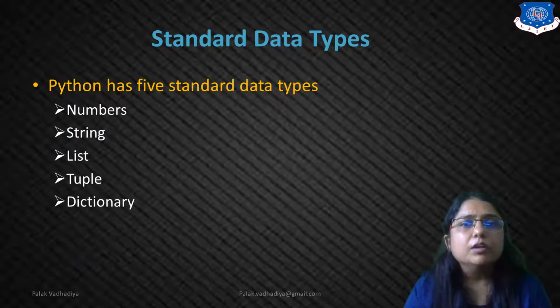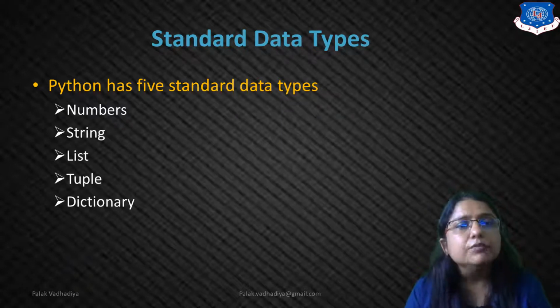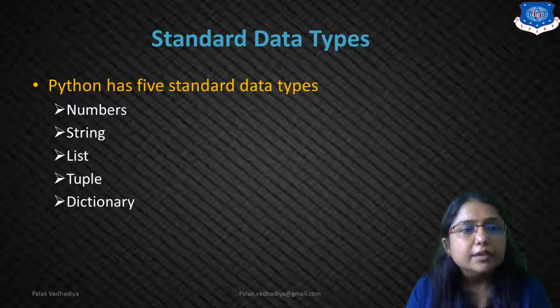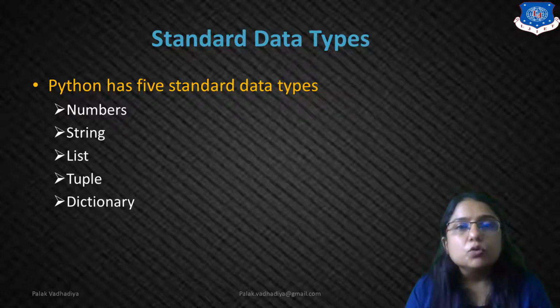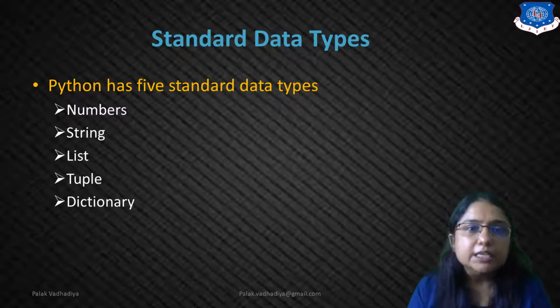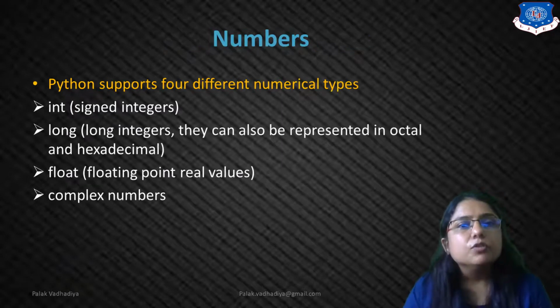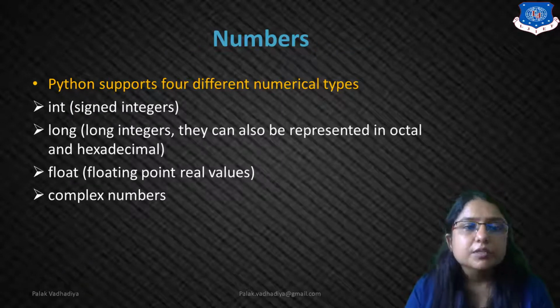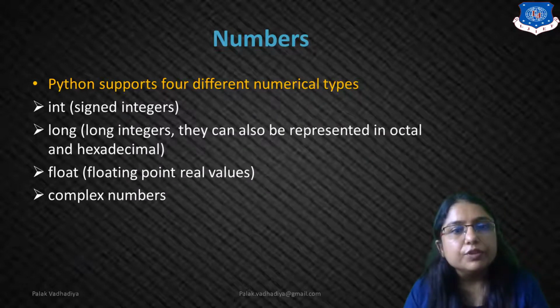Now next is standard data types. So Python has 5 standard data types: numbers, string, list, tuple, and dictionary. One by one we will see in detail how we can use these data types. So the first is numbers. Python supports 4 different numerical types.